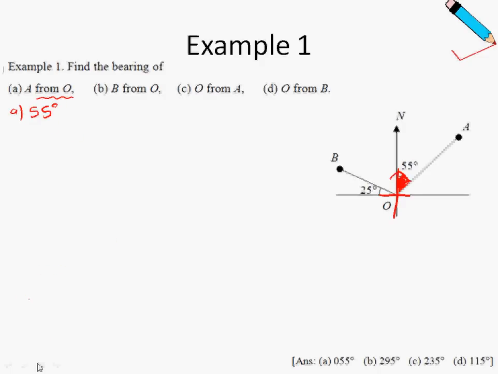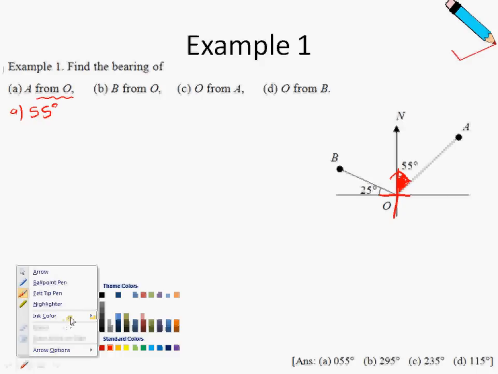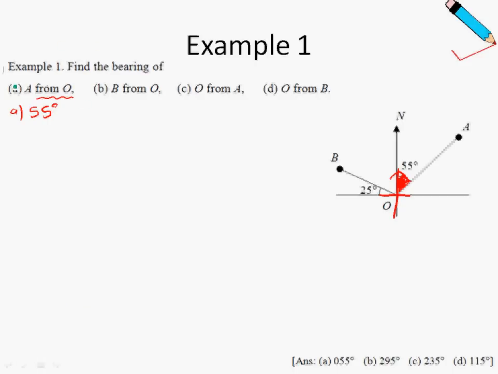I think I'll use a different color every time so it looks clearer to you. Let me just use green. What's the bearing of B from O? Once again, the keyword is "from O." So I'll put my compass at O, at the point of origin O. So this is my compass, and I will always start measuring from the north and go in an anti-clockwise direction.